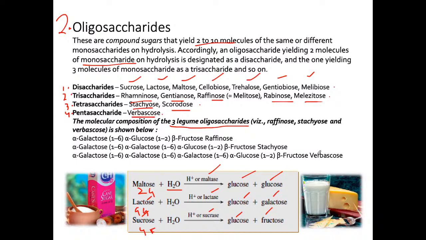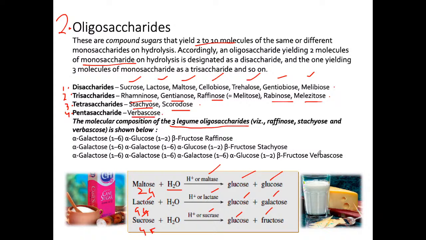The second part, now that we have discussed monosaccharides, is oligosaccharides. These are compounds that yield around 2 to 10 molecules of the same or different monosaccharides on hydrolysis. Here we have shown four examples: disaccharides, trisaccharides, tetrasaccharides and pentasaccharides.